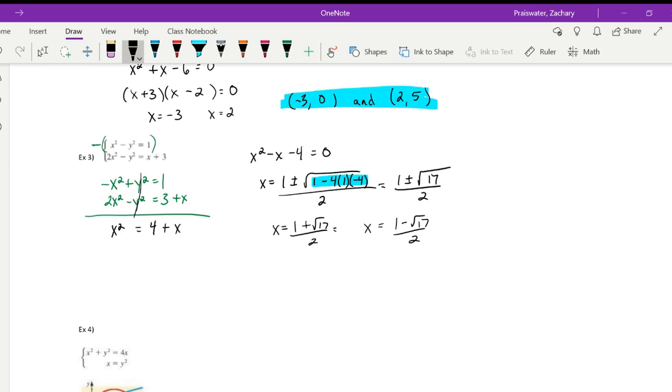And so this gives us 1 plus the square root of 17. This is about 2.56. And then here, if we subtract and then divide, it's about -1.56. And then to find y, we need to plug back into one of these equations.